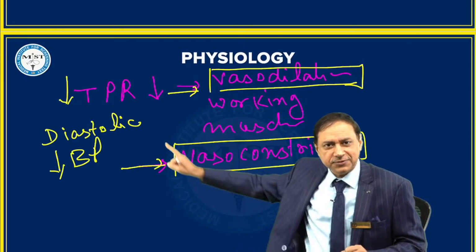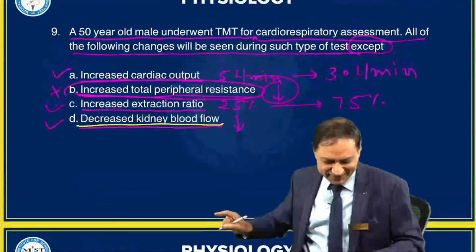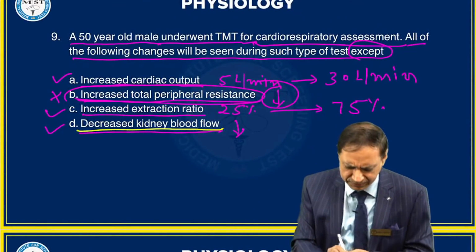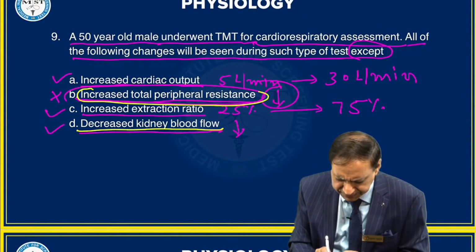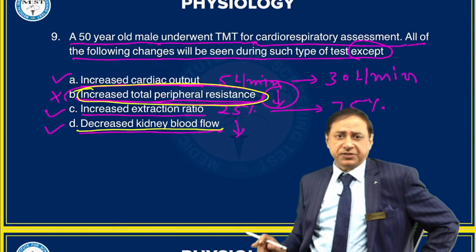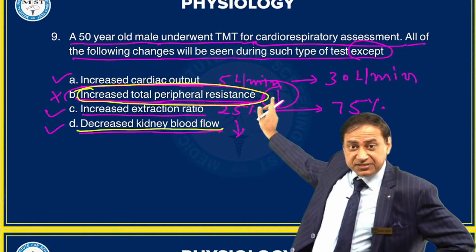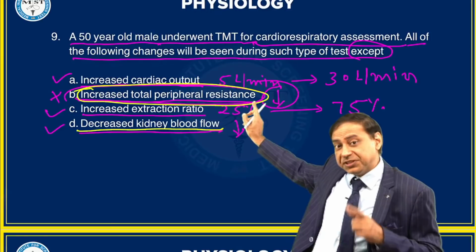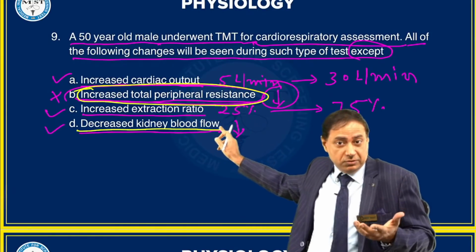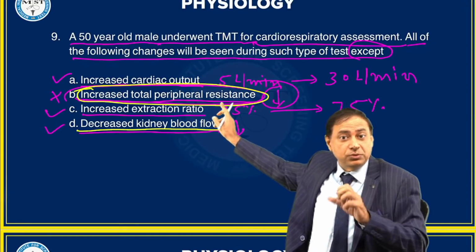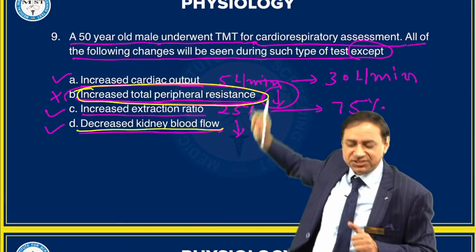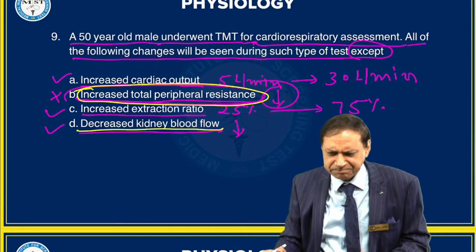So this is the thing which is seen in such type of exercise. So the answer here is this: total peripheral resistance is rather decreased because of vasodilatation in working muscle. Although sympathetic stimulation will try to increase the TPR, this is more important in such type of exercise.